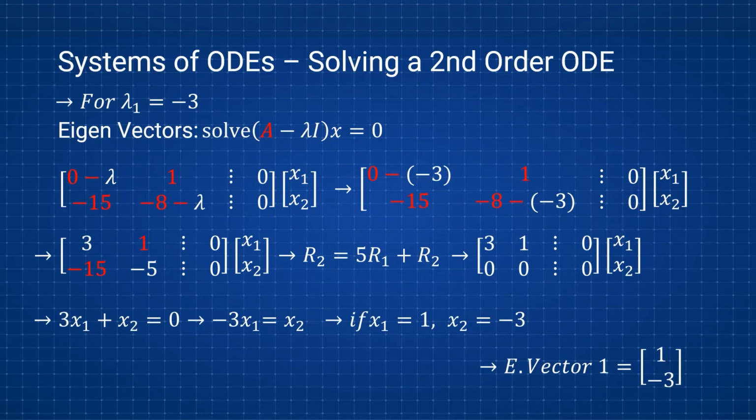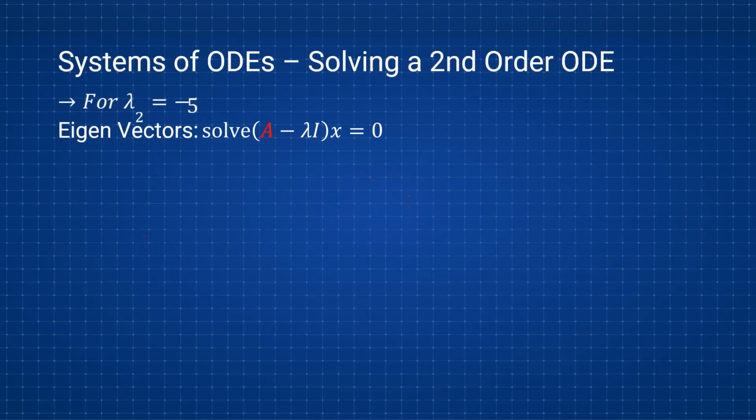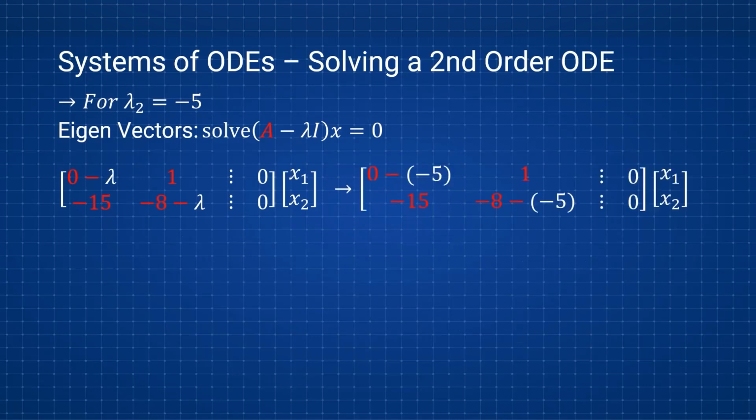So now we're going to do this again, but for lambda 2 equals -5. We're going to repeat the same process once again. You can see we have the same matrix A as before, same lambdas, everything, but now instead of that lambda being -3, we're going to substitute -5. So we have 0 minus -5, 1, -15, -8 minus -5. After we simplify, we're going to get 5, 1, -15, -3.